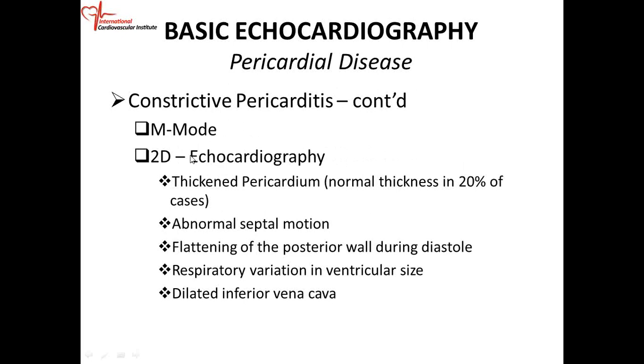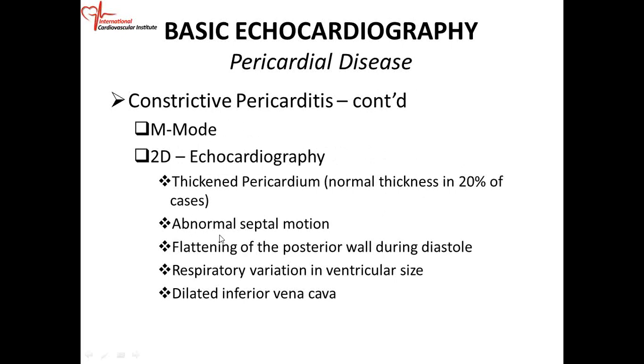When you look at your M mode, you can see pericardial thickening. 2D echo will also show some thickened pericardium. However, you have to be aware that about 20% of patients with constrictive pericarditis have a normal pericardium. The pericardium measures normal. It's just that it's stiff. It's non-compliant. So a good 20% of them will have a normal pericardium.